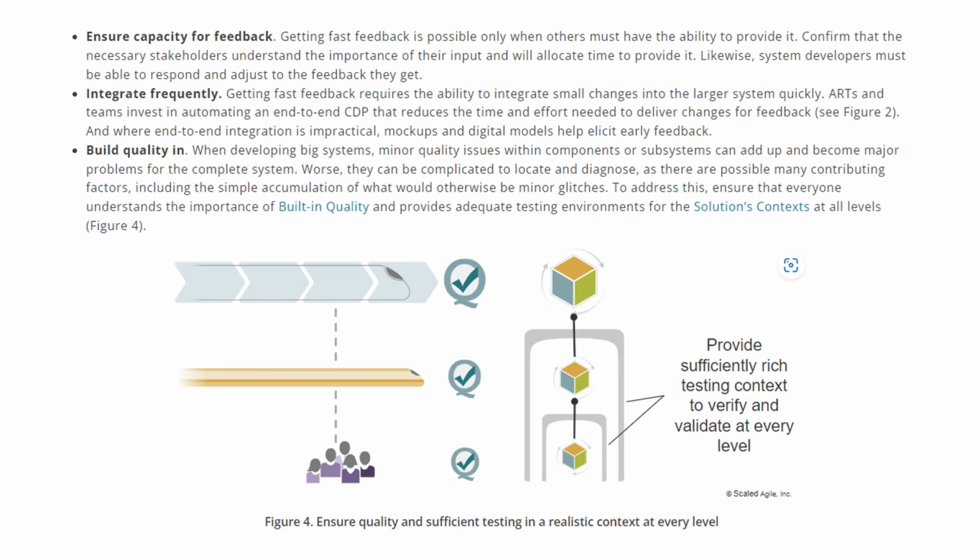The final option could be build quality in. When developing a big system, minor quality issues within components and subsystems can add up and become major problems for the complete system. Worse, they can be complicated to locate and diagnose, as there are possibly many contributing factors, including the simple accumulation of what would otherwise be minor glitches. To address this, ensure that everyone understands the importance of built-in quality and provides adequate testing environments for solution context at all levels.